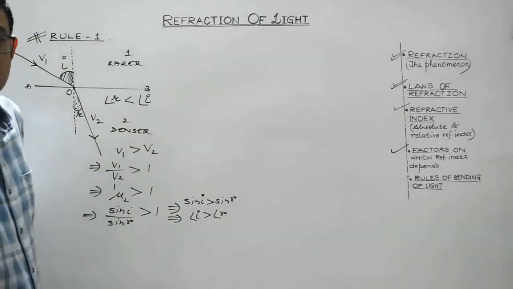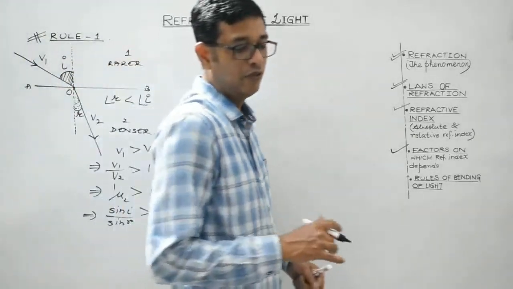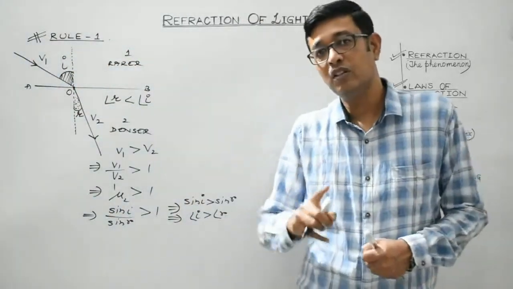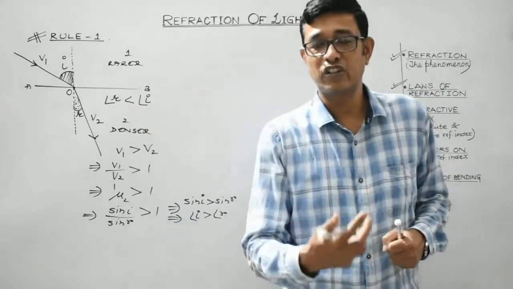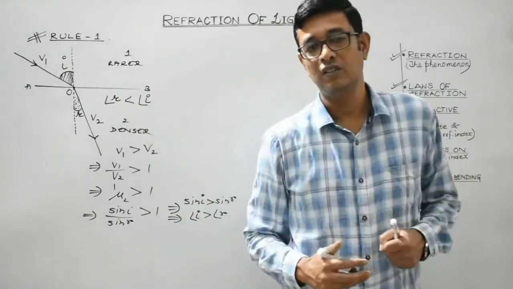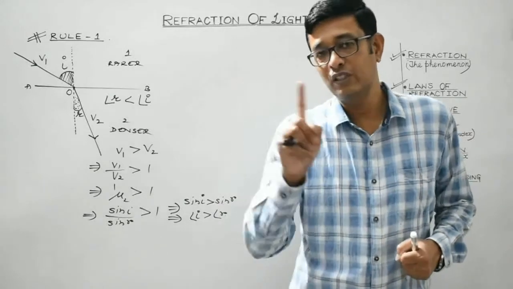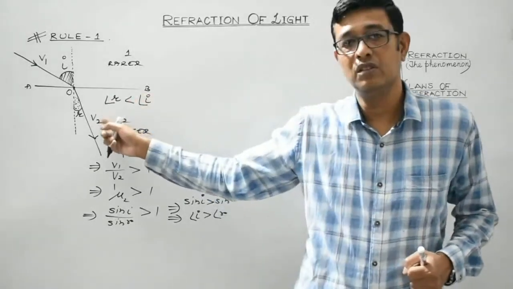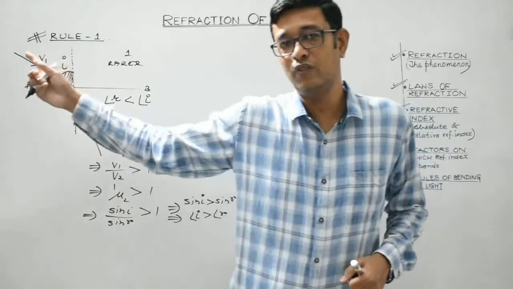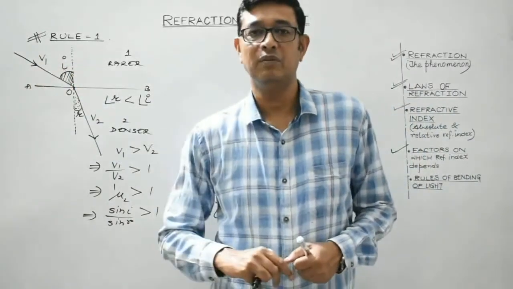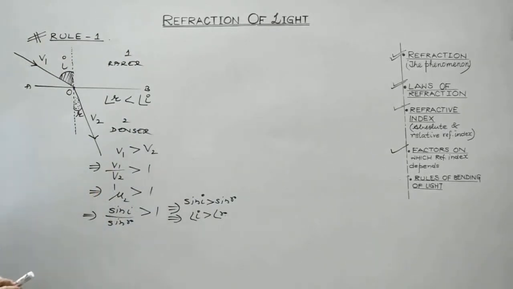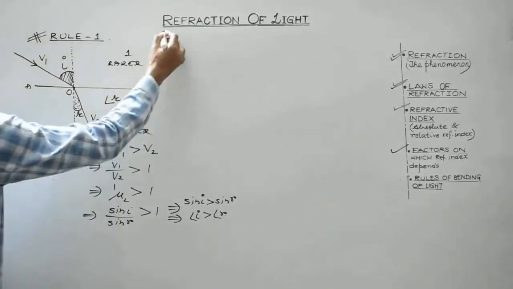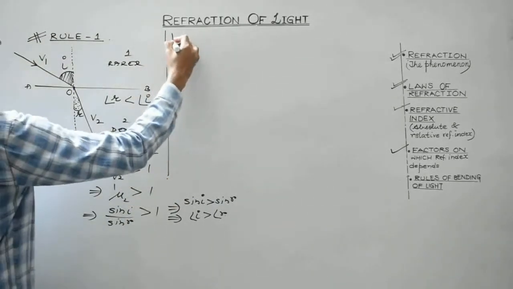So students, rule number 1, whenever light travels from rarer medium to denser medium, then the refracted ray tends to bend towards the normal. Or in other words, the angle of refraction in the denser medium is less than the angle of incidence in the rarer medium. So that's rule number 1, and this is the mathematical verification of it, right? Okay. Rule 2.